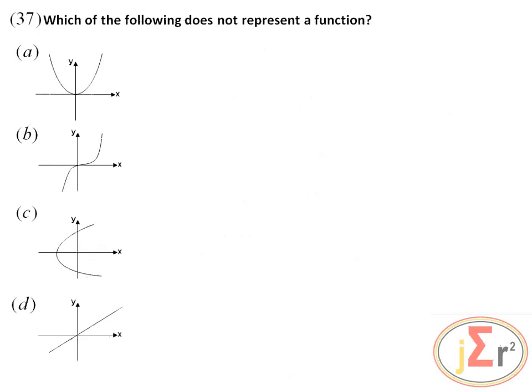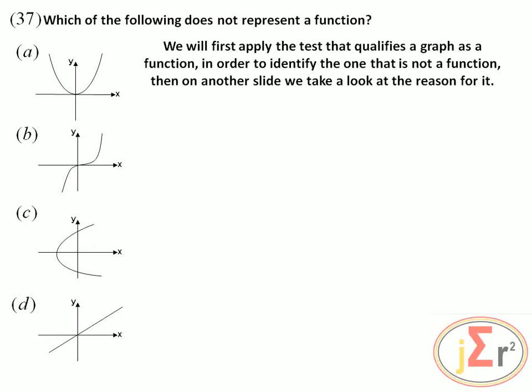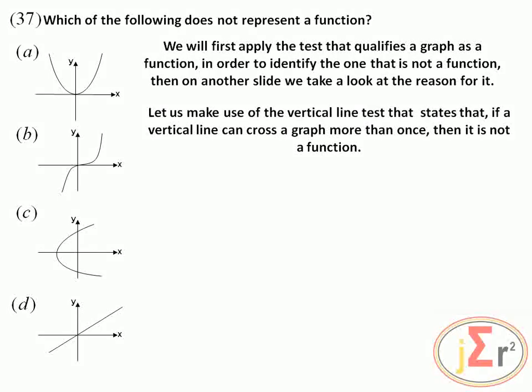Which of the following does not represent a function? We will first apply the test that qualifies a graph as a function in order to identify the one that is not a function. Then, on another slide, we take a look at the reason for it. Let us make use of the vertical line test that states that if a vertical line can cross a graph more than once, then it is not a function.